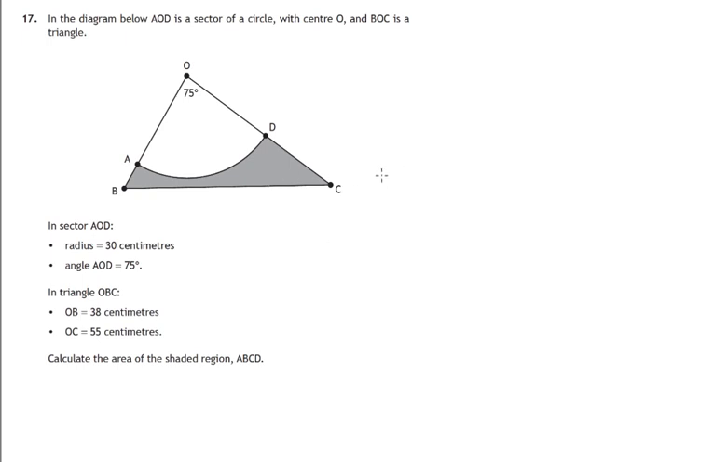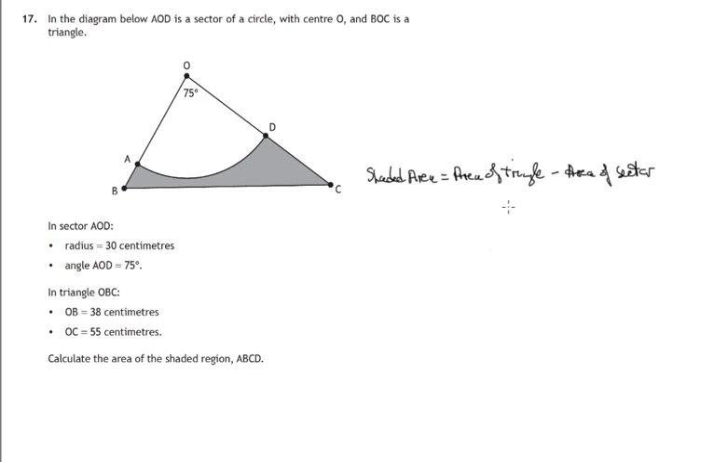So our strategy would be to find the shaded area. We'll find the area of the triangle and then subtract the area of the sector. And that'll leave us with this shaded area.